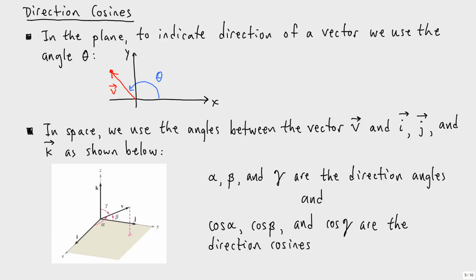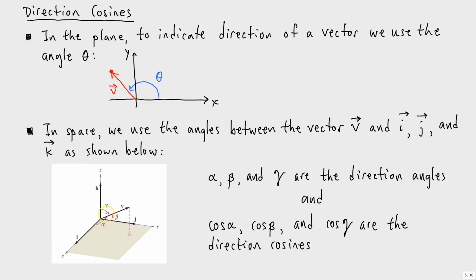But it gets more complicated in 3 dimensions, in space. So in 3 dimensions, we're going to bring out our unit vectors i, j, and k. So i runs along the x-axis, k runs along the z-axis, and j runs along the y-axis, and they're all 1 unit in length. The way we describe the direction of a vector in 3 dimensions is we use the angles between these standard unit vectors and the vector we are interested in describing its direction. We just call it v in this picture.